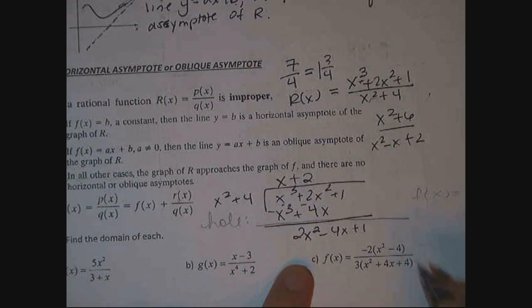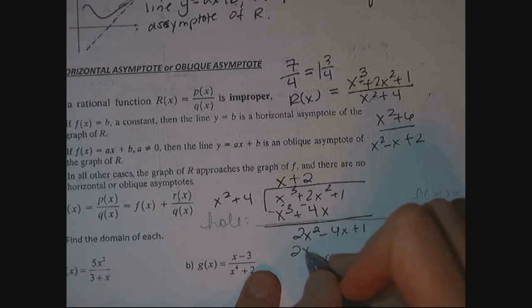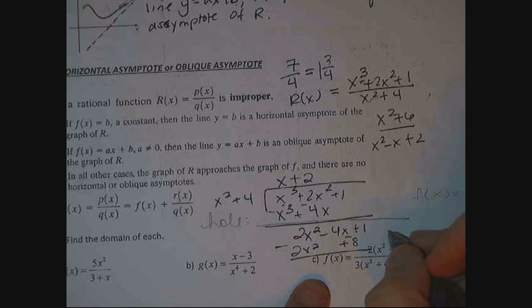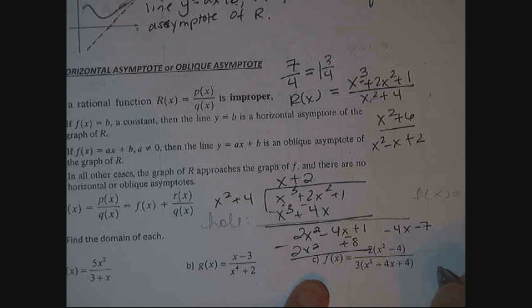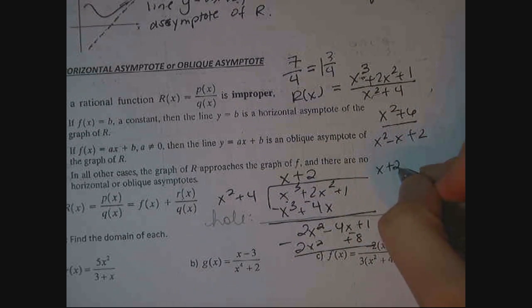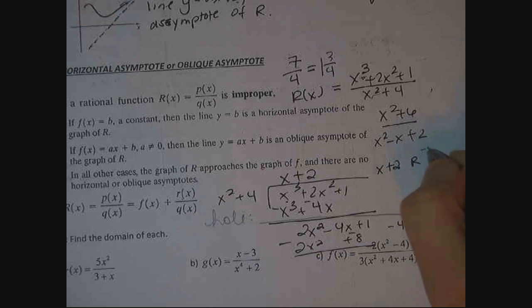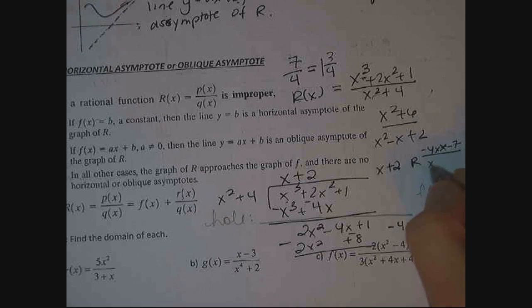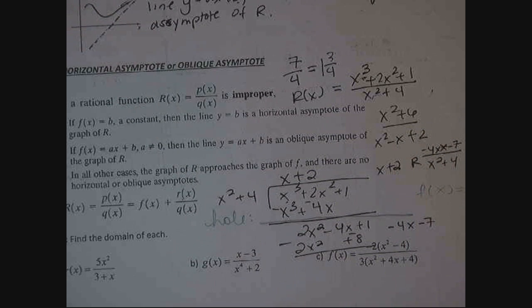x squared goes into 2x squared positive 2 times. That gives me 2x squared plus 8. Subtract, and I am left with negative 4x minus 7. So this tells me that my polynomial goes in x plus 2 times, with the remainder of negative 4x minus 7 over x squared plus 4.